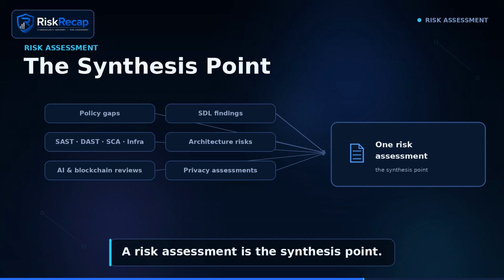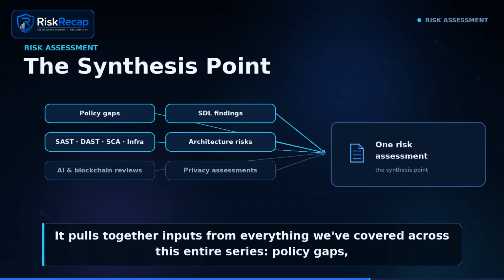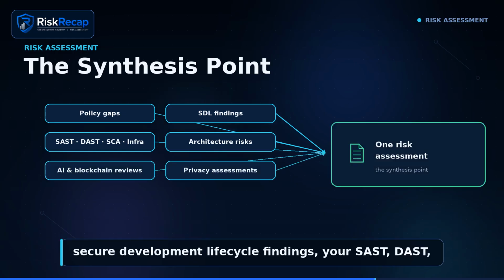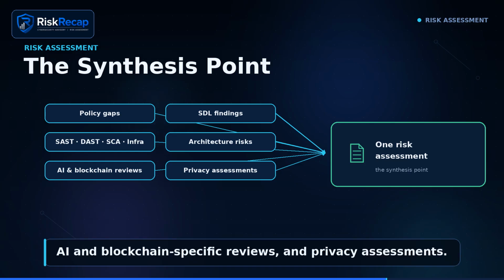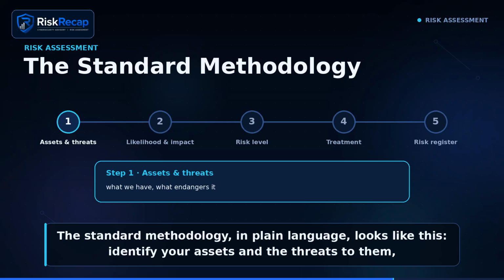Now let's bring everything together with the risk assessment. A risk assessment is the synthesis point. It pulls together inputs from everything we've covered across this entire series. Policy gaps, secure development life cycle findings, your SAST, DAST, software composition analysis and infrastructure results, architecture risks, AI and blockchain specific reviews, and privacy assessments.